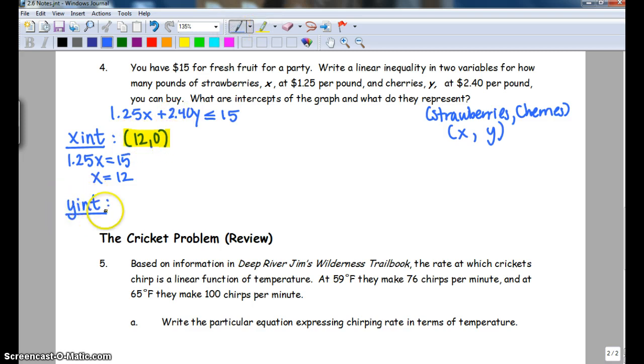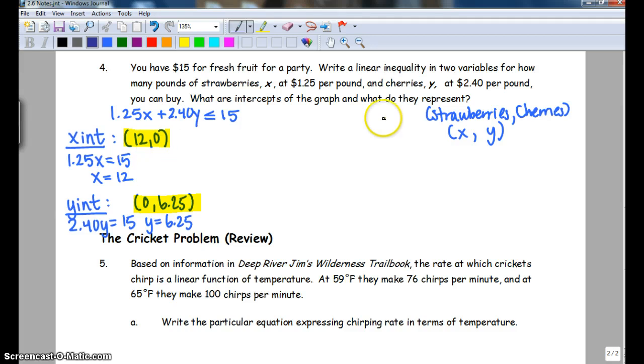Y-intercept, that's where x is 0. And when you divide, you should get 6.25. I'll let you type that in. Again, make sure you write it as an intercept. But then what a lot of people struggle with is what this actually means. Like, great, this is an intercept. What is it talking about within your real life situation?